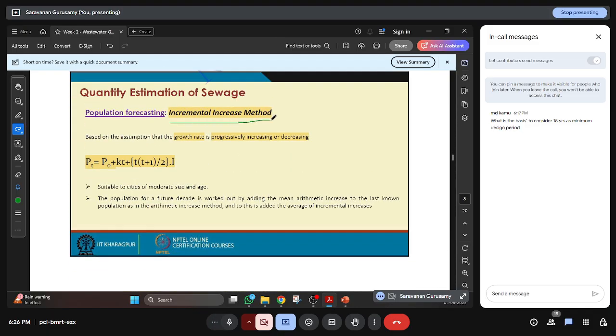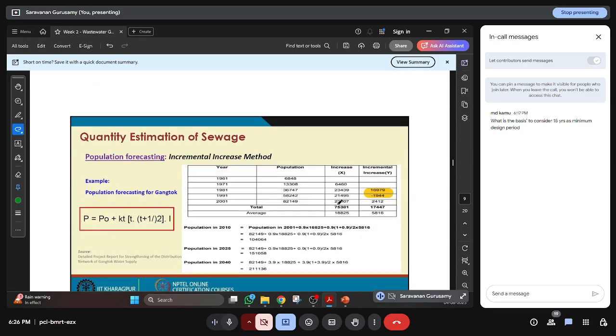Then the incremental increase method. Here, how much increase in the increase? That's what the incremental increase method is. There may be some increase or some decrease in the increased value. The same example they have given here: the 61, 71, 81 populations only, and the same increase I have identified, but the increase in the increase, or decrease in the increase, I am finding. So 6,000 to 23,000, we have a 16,000 increase in the increase, and from this to this we have a decrease of 1900. From this to this we have an increase of 2400. So how much is the average increase in the increase?